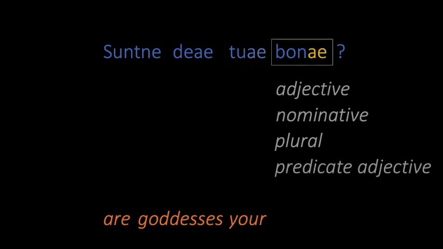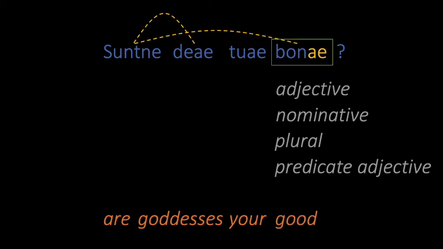Bonai, on the other hand, also agrees with dei, but it is an example of the other kind of adjective. That is, it's a predicate adjective. It's linked to the subject by the copula. This means it's not an incidental description of the subject of the sentence, but rather part of the core assertion the sentence makes about the subject. It's in the predicate. It's a predicate adjective. This particular adjective means good.